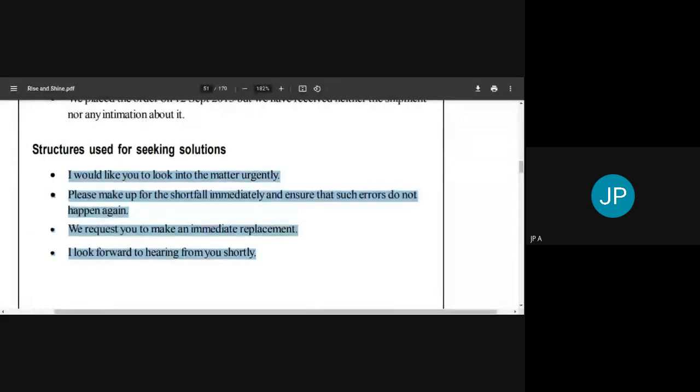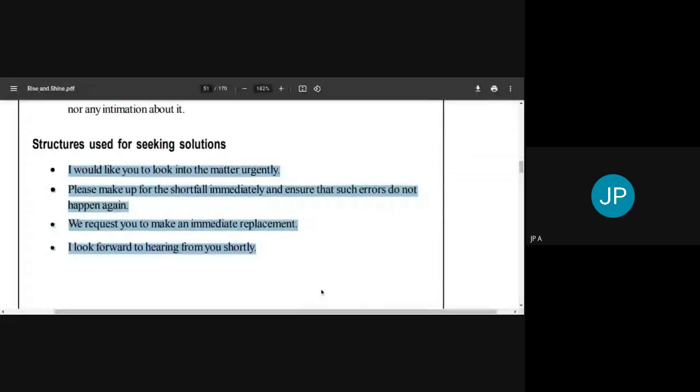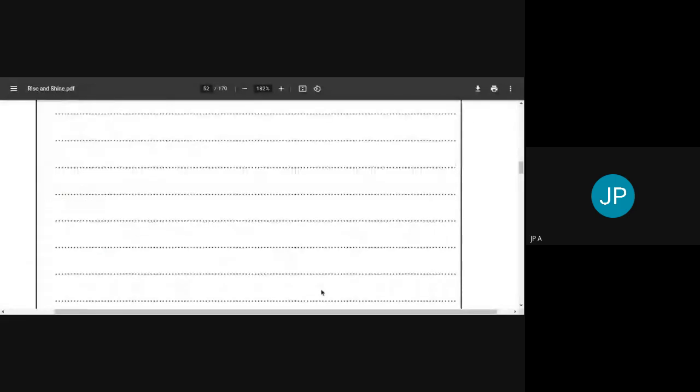That is, a purchase bill and a warranty card are the most common things. If you have something else, you can also add that. So that brings us to the end of the writing section, as well as the end of this module. We will be taking up the next module in the next class.